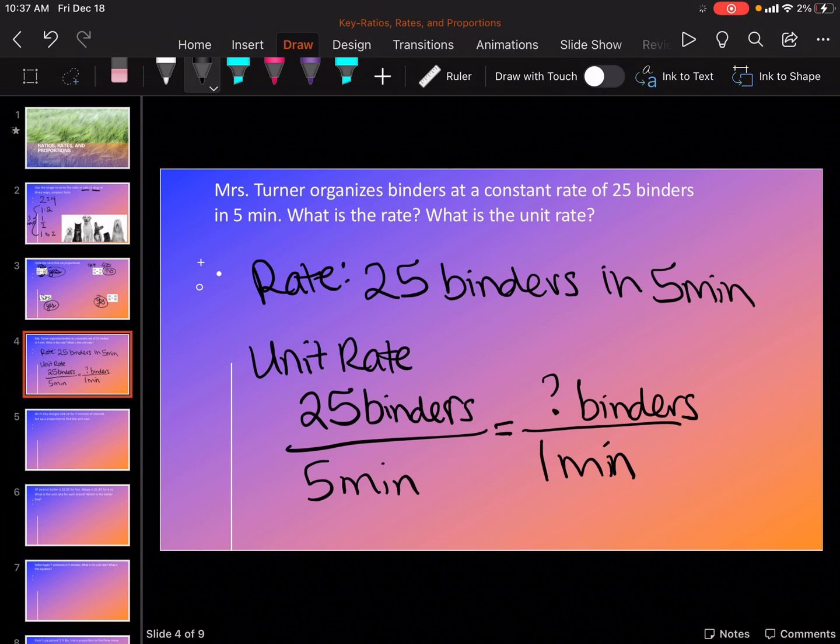So again, for this one, because it's a missing value, I would do cross multiply divide. That's the biggest thing, don't forget it. So 25 times 1 is 25, divided by 5 is 5. So it is 5 binders per minute. So unit rate is how much it is for one whatever. In this case, 1 minute.